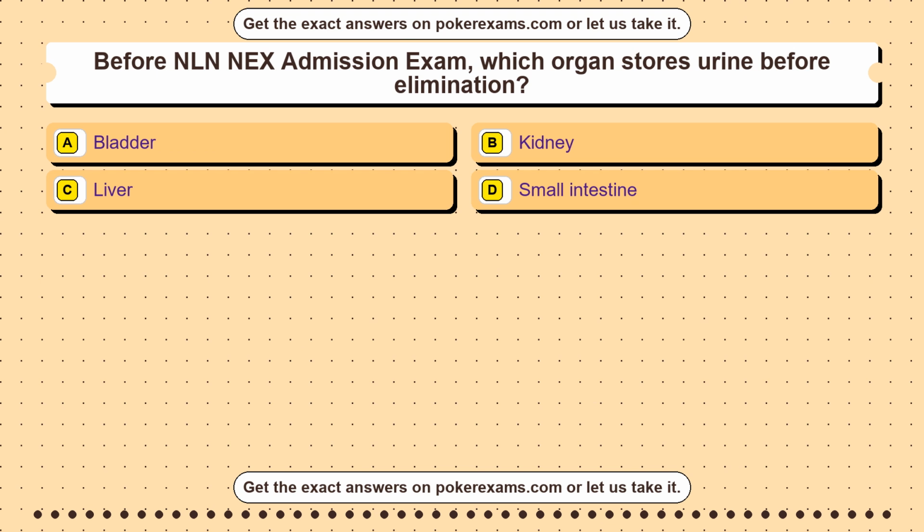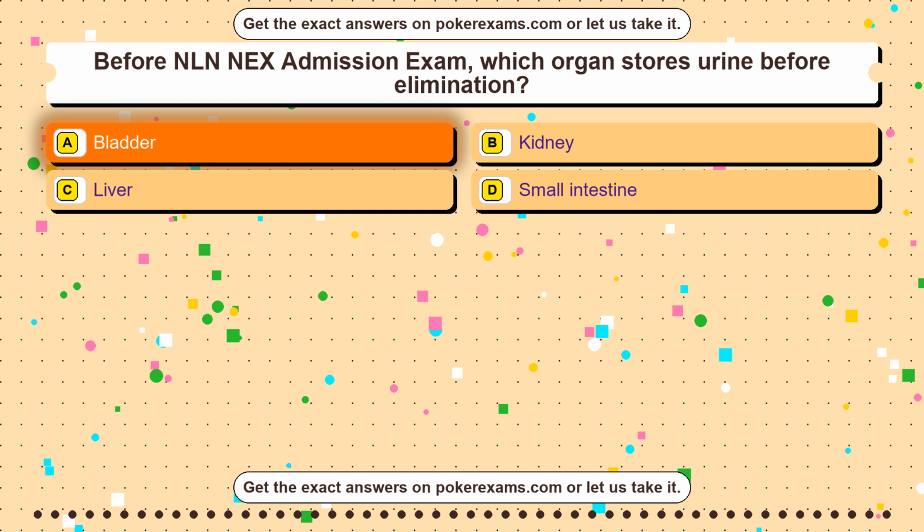Question 5. Before NLN NEX Admission Exam, which organ stores urine before elimination? Option A, bladder. Option B, kidney. Option C, liver. Option D, small intestine. The correct answer is option A, bladder.